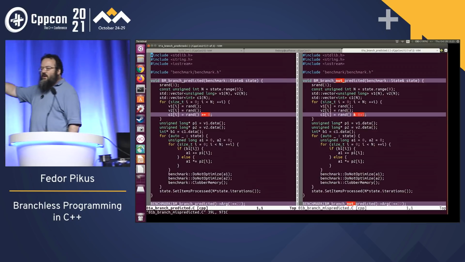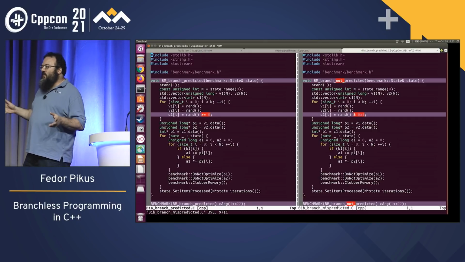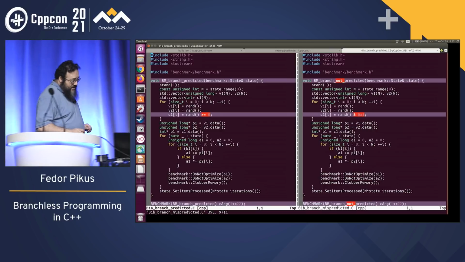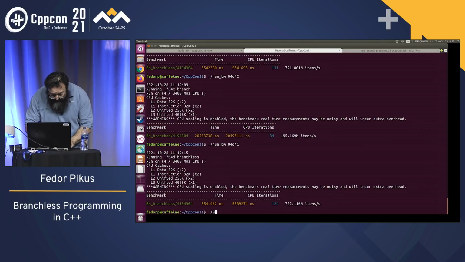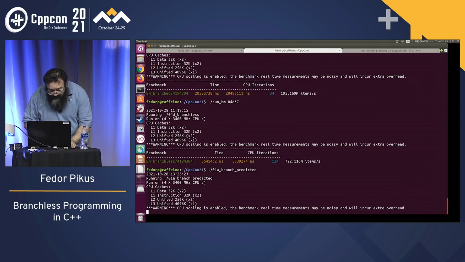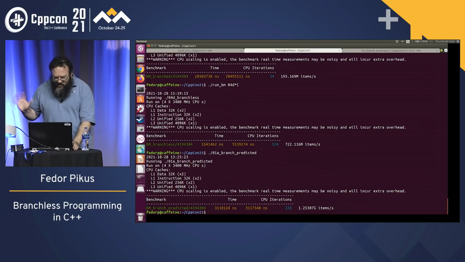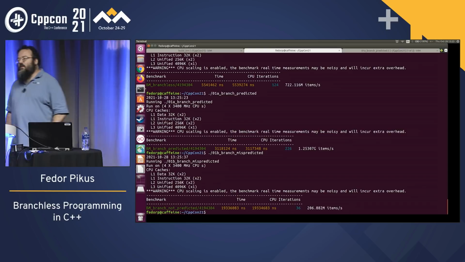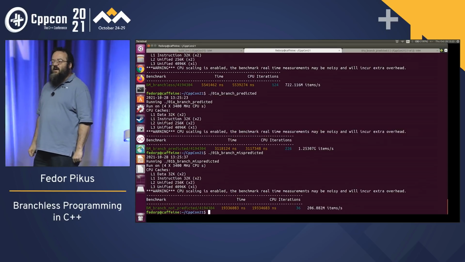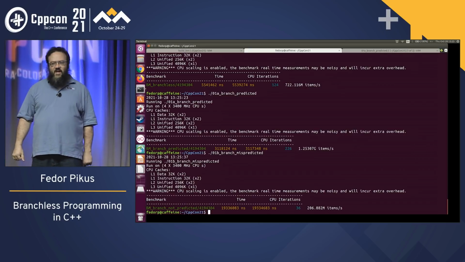So the difference is going to be, one of them is always true, and the other one is randomly true and false, more or less randomly. Otherwise, they're doing exactly the same work. Well, let's see what happens. The one that was predicted on this machine, it's running on this laptop, about 1.2 billion iterations per second. One sixth of that. That's the cost of constantly mispredicting the branch. Right there.